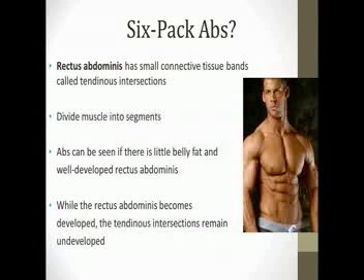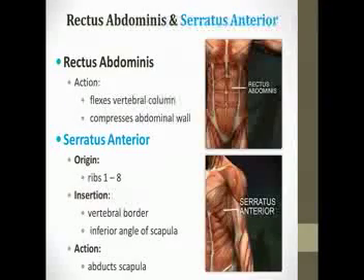So how do I get those 6-pack abs? Well, your 6-pack abs are created by the rectus abdominis. In between each muscle there's a small connective tissue band called tendinous intersections. This divides the muscle into segments. Abs can be seen if there is little belly fat and well-developed rectus abdominis muscles. As the belly of the muscle swells, the tendinous intersections remain the same. While the rectus abdominis becomes developed, the tendinous intersections remain undeveloped. So, rectus abdominis action is to flex the vertebral column as well as compress the abdominal wall.